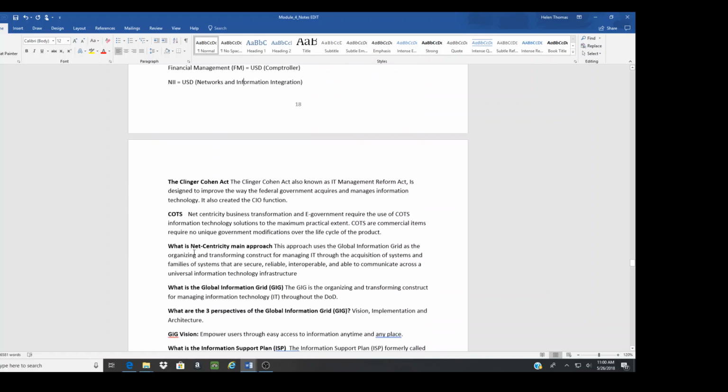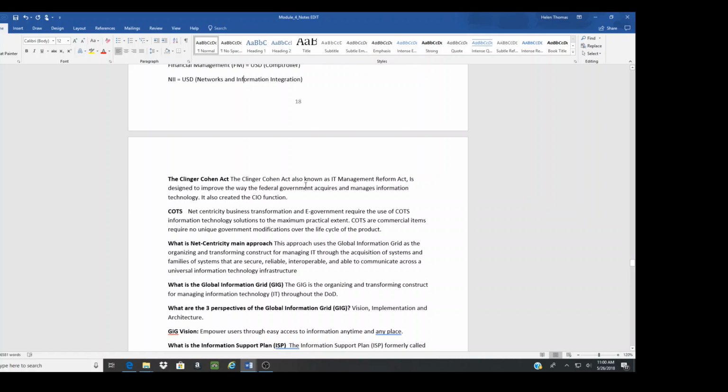All right, so what is the Clinger-Cohen Act? The Clinger-Cohen Act, also known as the IT Management Reform Act, is designed to improve the way the government acquires and manages information technology. It is also the act that created the CIO function, the Chief Information Officer function.